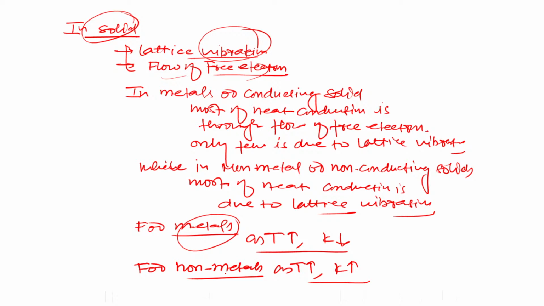I will give you one table. Two tables you will be able to understand. So what is the reason for K decreasing with increasing temperature in metals, and what is the reason for K increasing with increasing temperature for non-metals? Reason is clear.